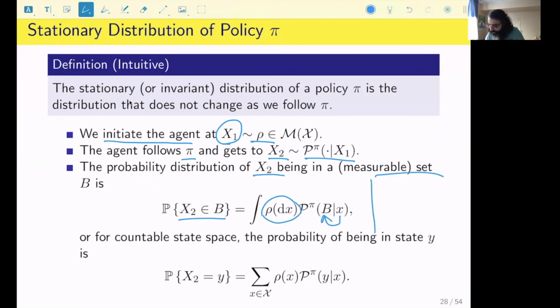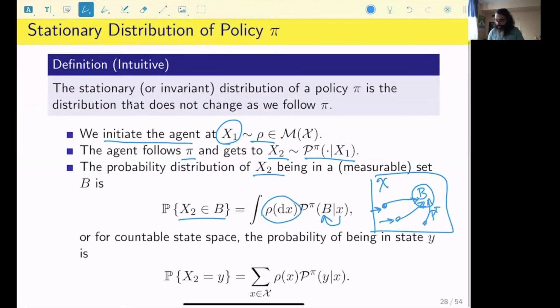So if this is the state space, and this is set B, the probability of x2 being in that set is the probability that from all different points, with P pi, we go there, and the probability of each of these states is rho. Or if we have a countable state space, we can also write the probability of x2 being one particular y as the probability that we start from state x, and then from x we go to y according to P pi. So that's essentially one expansion of the distribution.